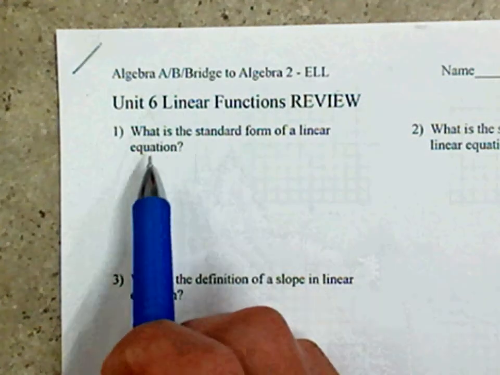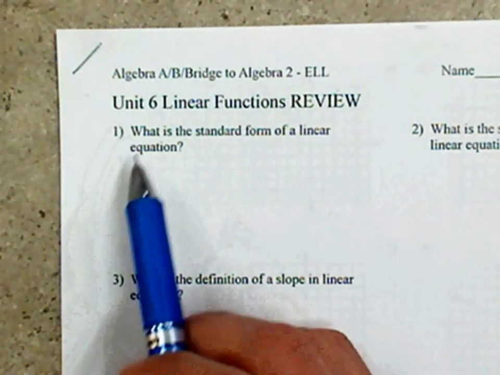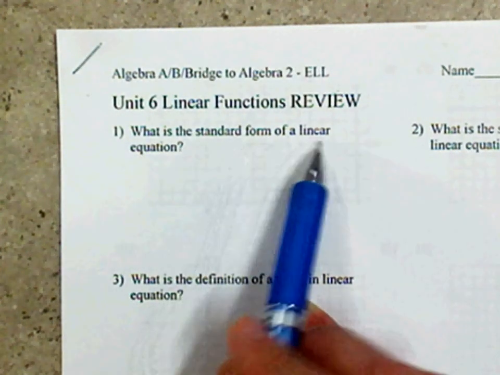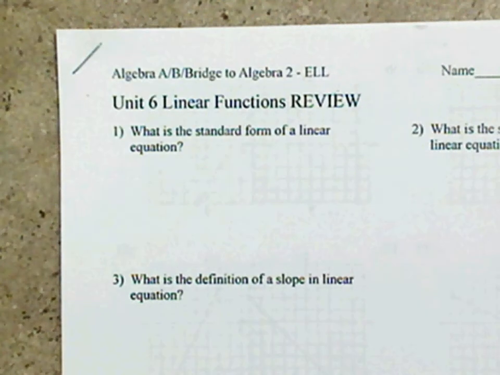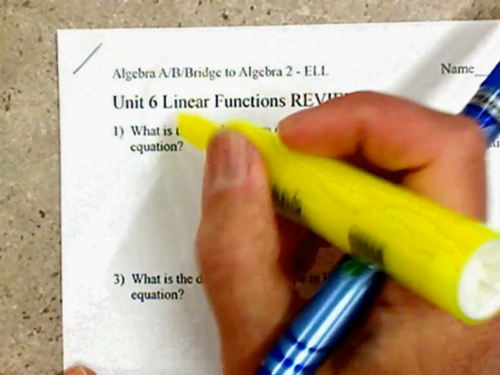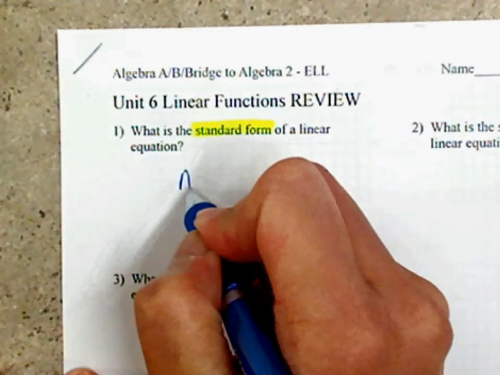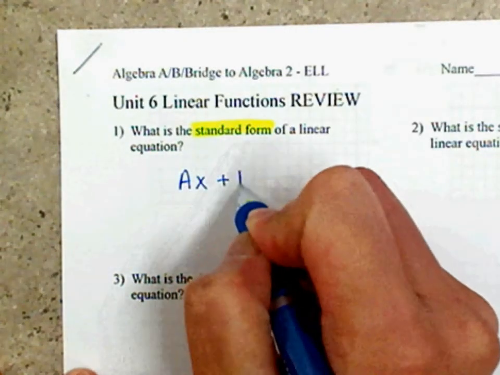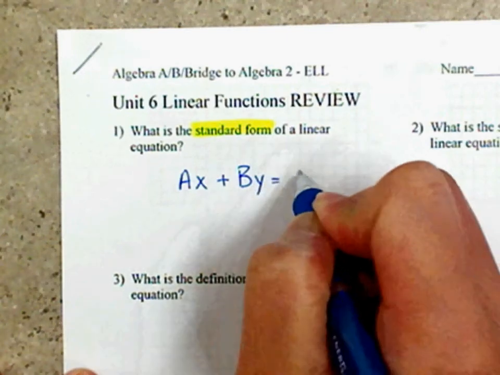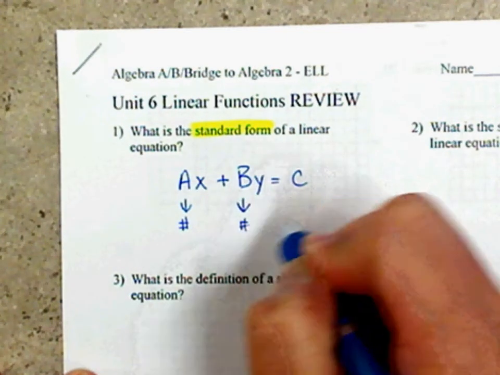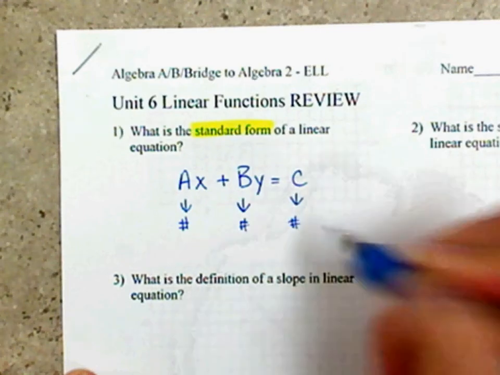Number 1. What is the standard form of a linear equation? And the key word here is standard form. So a linear equation looks like this: Ax plus By equals C. A is a number, B is a number, and C is a number.